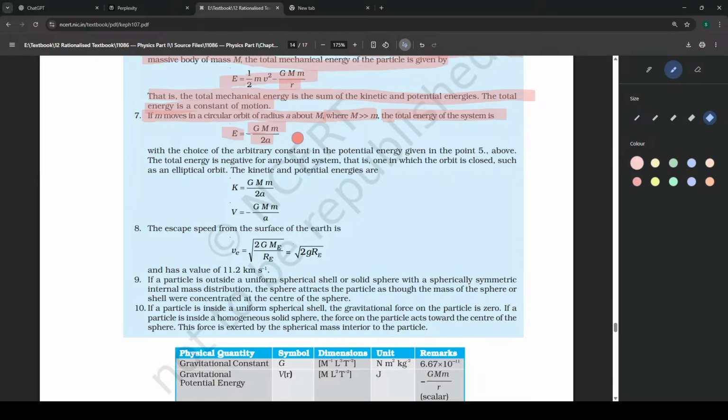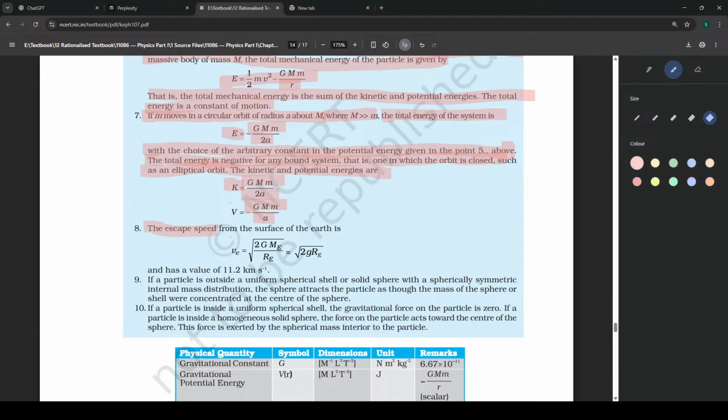This is a satellite formula, basically, with the choice of the arbitrary constant in the potential energy given in the system, point 5. Above, the total energy is negative for any bound system, that is, one in which the orbit is closed, such as an elliptical orbit. The kinetic and potential energies are: kinetic energy, which is GMm by 2a, and potential energy, minus GMm by a.